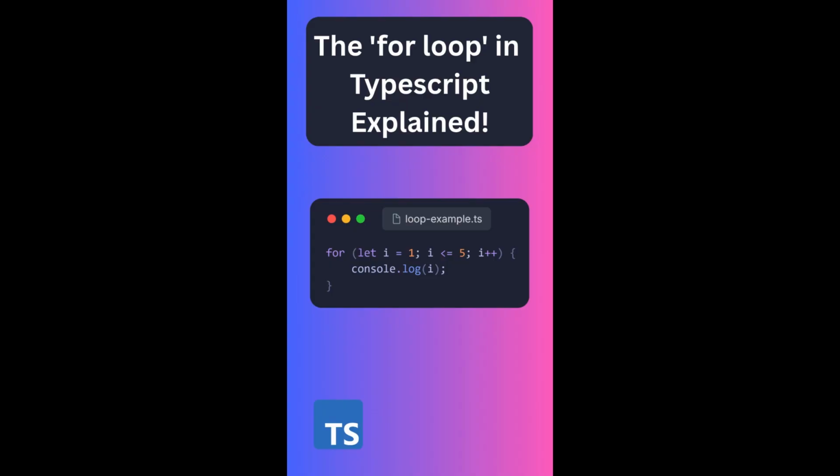For loop in TypeScript explained. TypeScript lets you use for loops to run a block of code multiple times. It's especially useful for repeating actions like printing numbers. Let's see it in action.